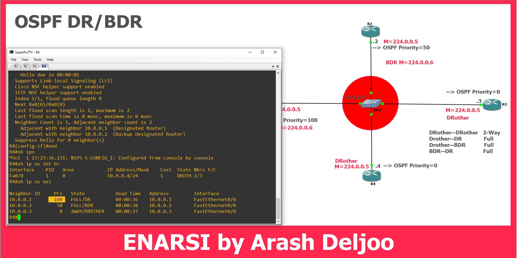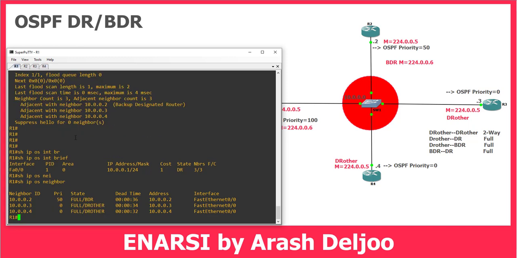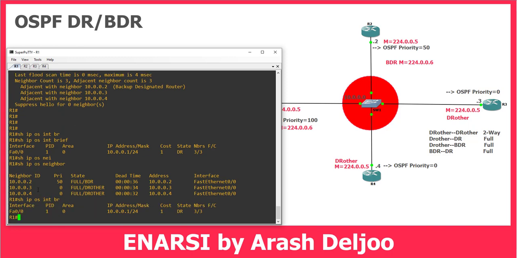Router 1's interface priority is 100, router 2's interface priority is 50, router 3's interface priority is 0. We have full adjacency with the DR, full adjacency with the BDR, but two-way adjacency with the DRother. We can easily understand these terms. Now, let me show you again, show IP OSPF interface brief. Look at here. We can understand everything in this show command.